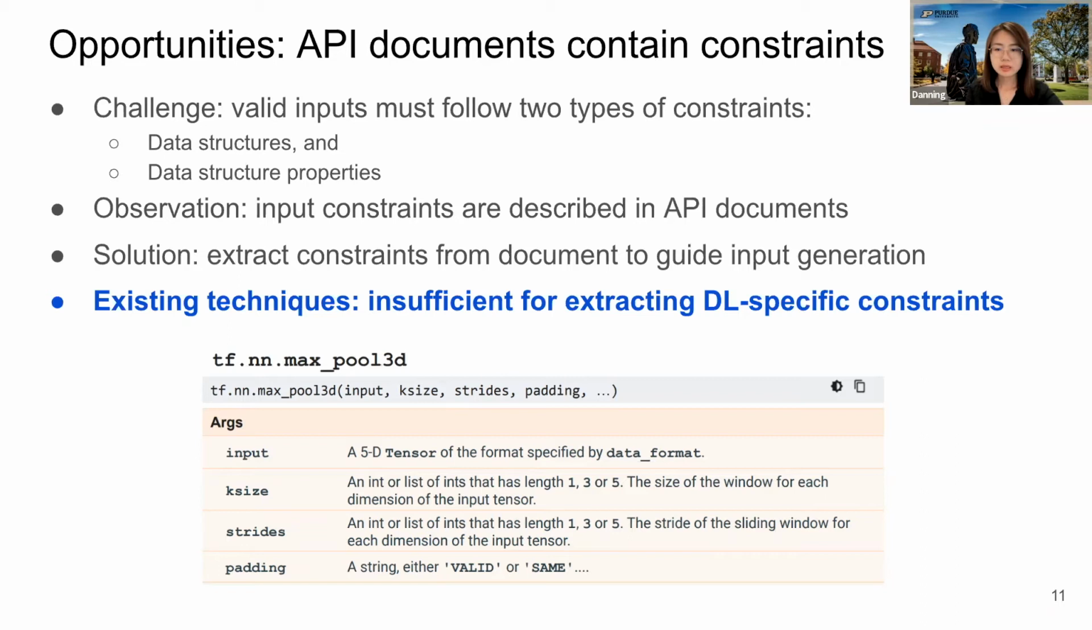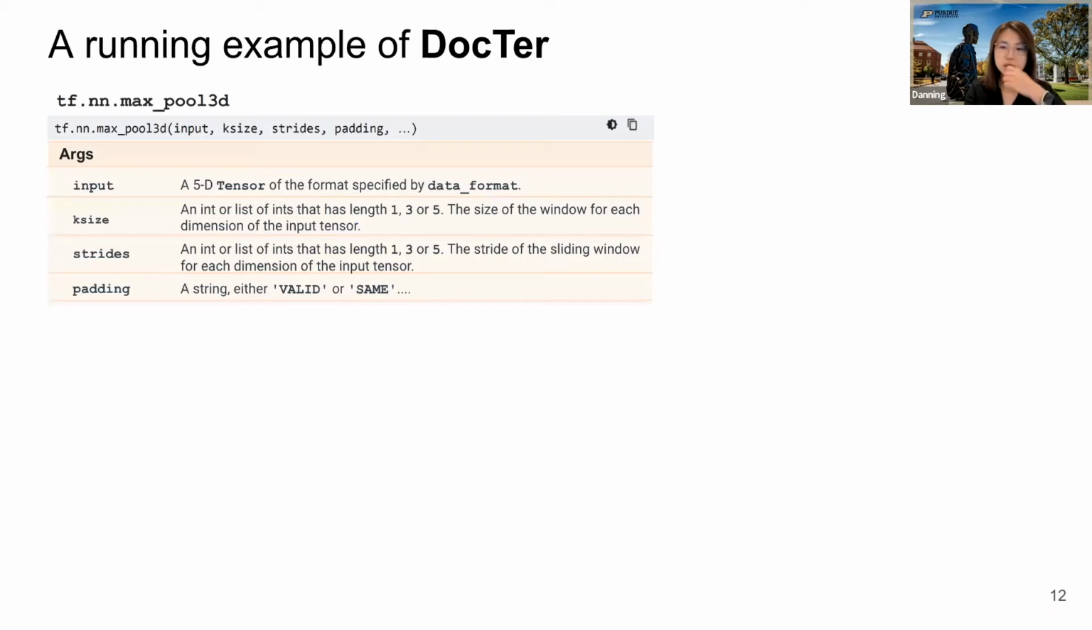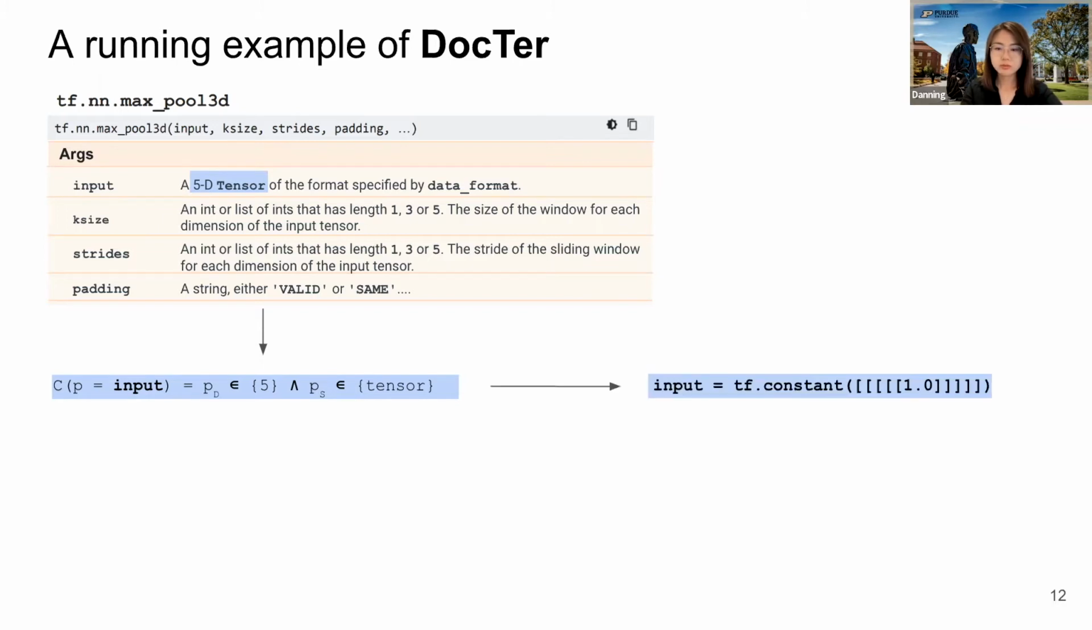While the existing techniques can extract constraints from code or software text, such as comments or documents, they are insufficient for extracting deep learning specific constraints. To generate valid inputs, we designed a tool, DocTer, to extract constraints from documents automatically. For example, in this document, it says that the parameter input should be a 5-dimensional tensor. DocTer extracts these constraints and represents them in this formal representation. Due to the time limit, I won't go into the details. They can be found in the paper. Then, DocTer generates a 5-dimensional tensor based on the constraints.